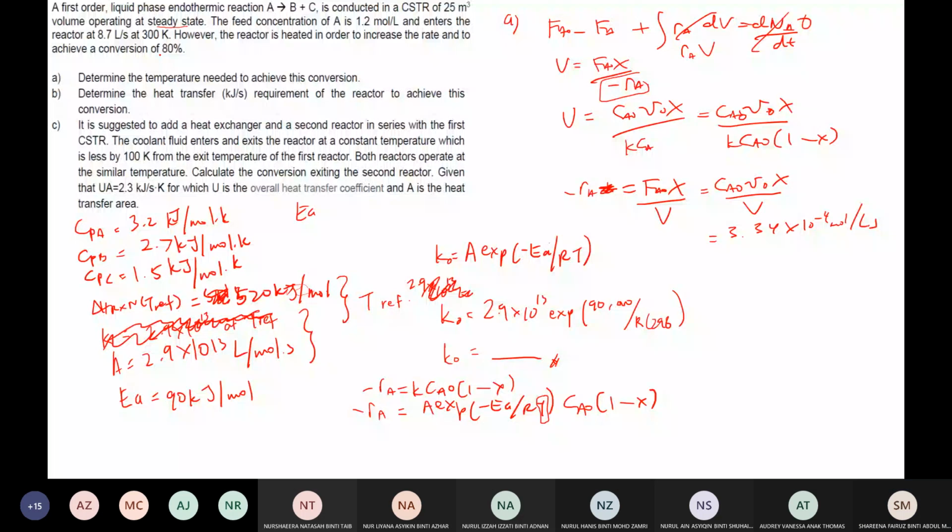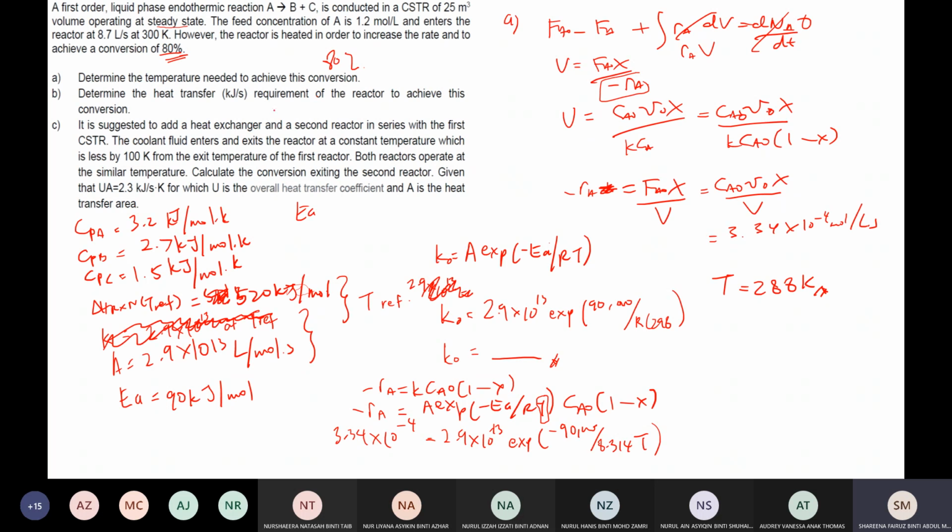So negative Ea masuk kembali ke power 13. Exponent 90,000 over R, which is 8.314, times with the T yang kita nak determine. So from here you get what is T. So T is equal to 288 K. So this is the answer for the temperature needed to achieve the conversion of 80%.